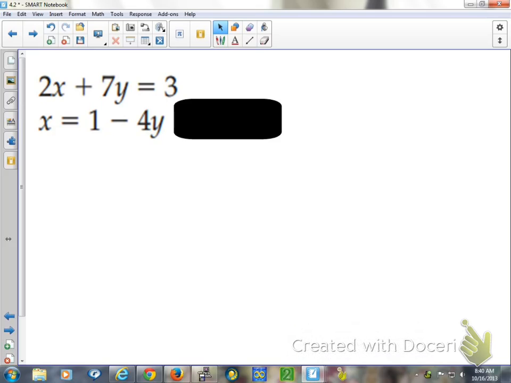I want you to try to get started on this problem. Just see if you can get the first step. Hopefully your first step was to plug 1 minus 4y in for the x in the other problem.